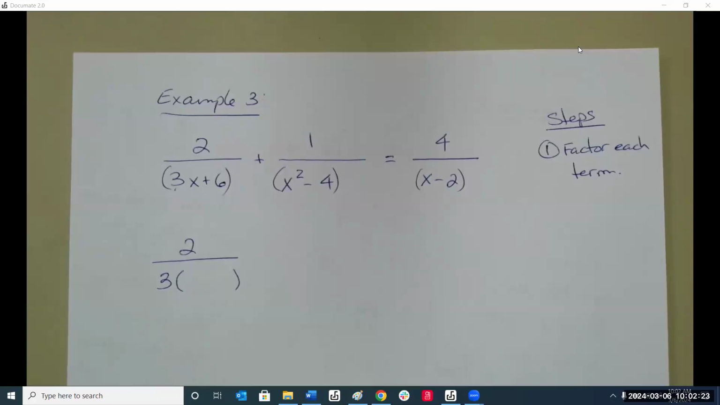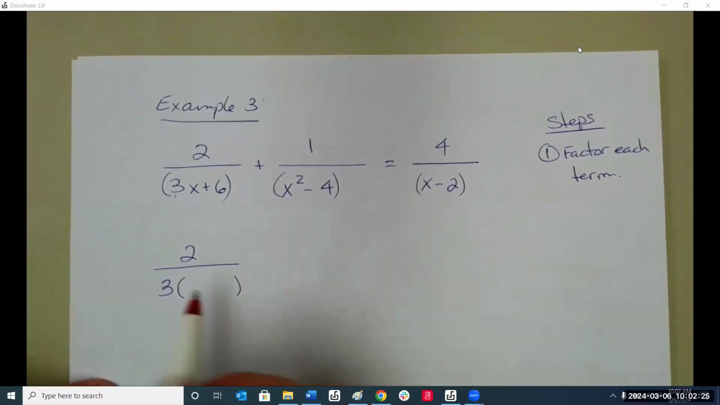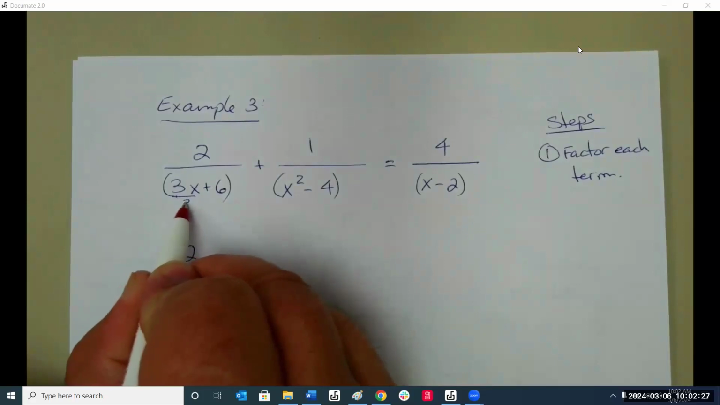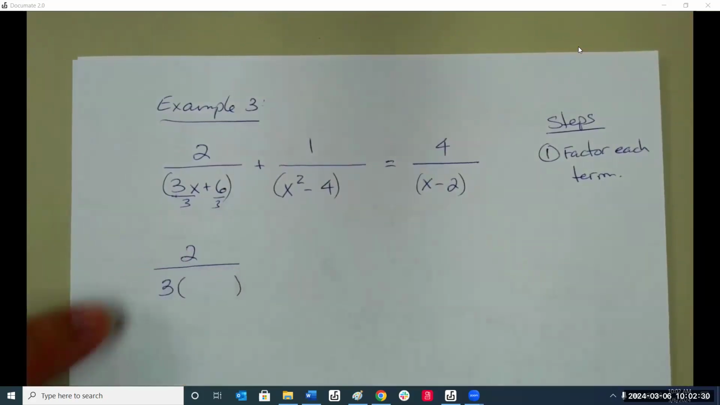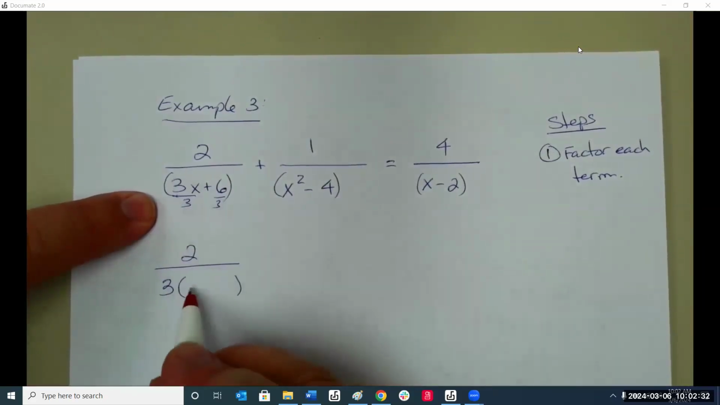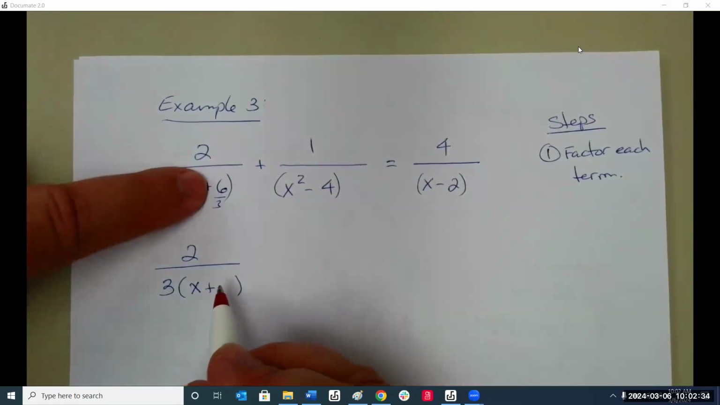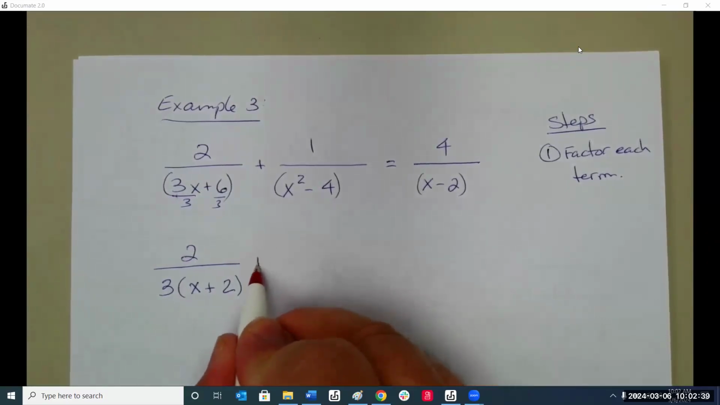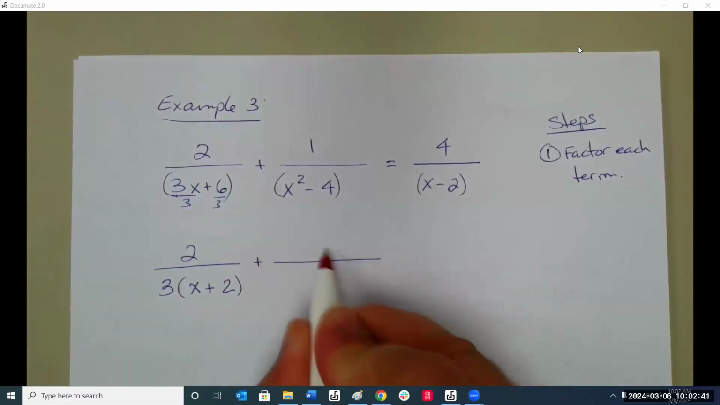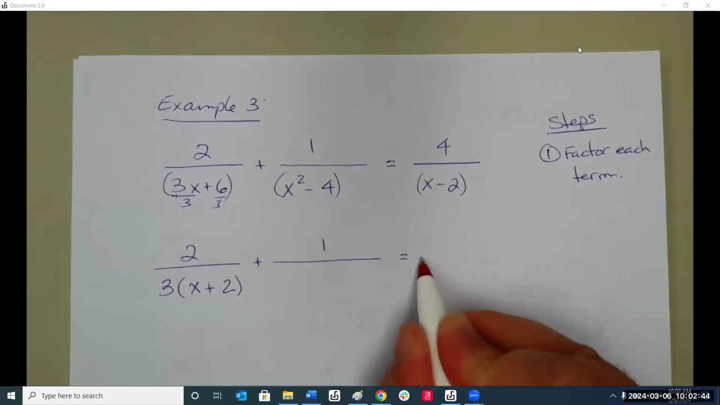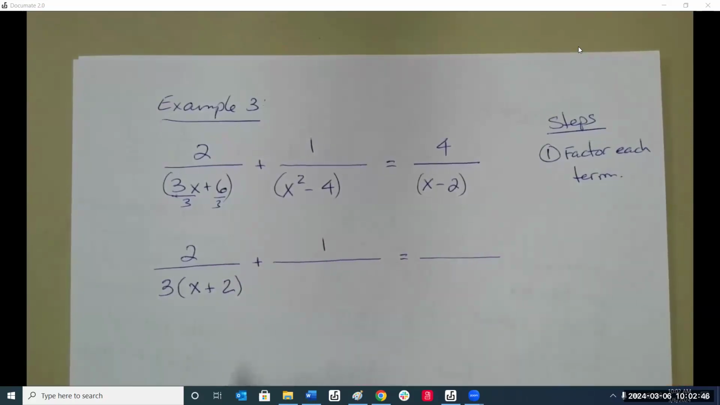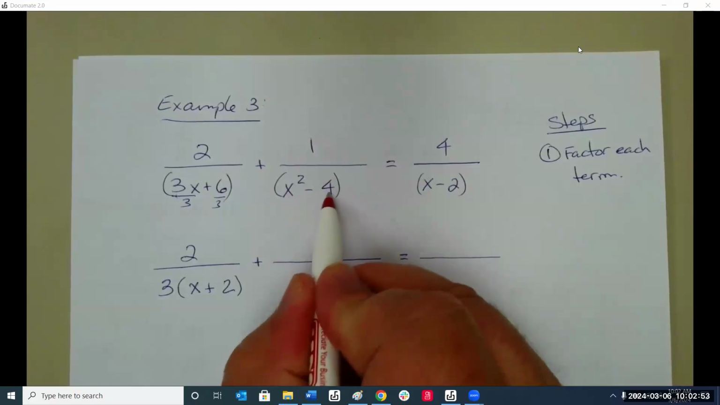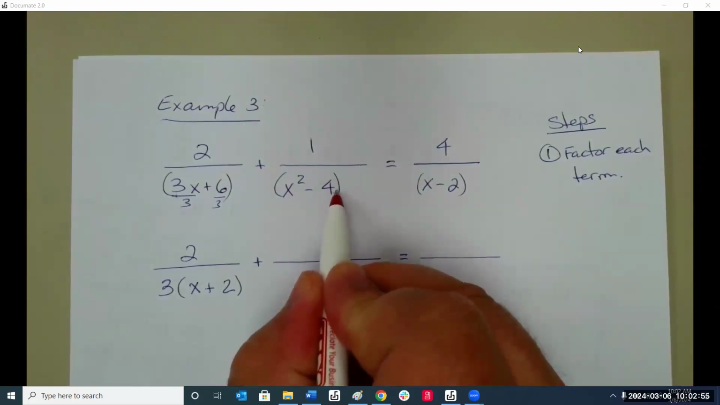Whenever you factor out a number to determine what goes inside there, go back to the original and divide what you factored out. I took out a 3, so the 3's cancel. All I'll have is x. 6 divided by 3 is 2. So that's the first one. How about the second one? Because 4 is made up of 2 times 2, right?